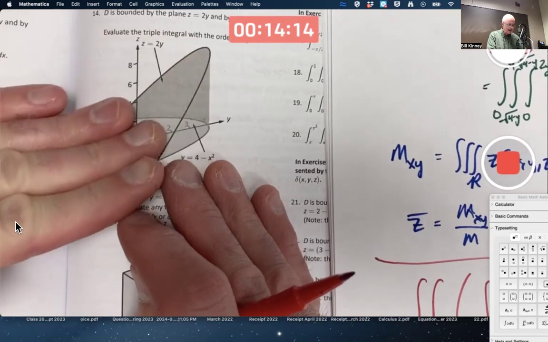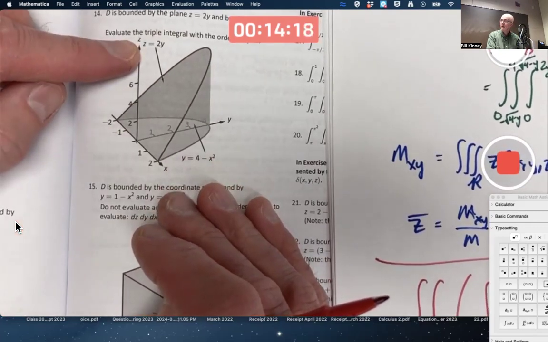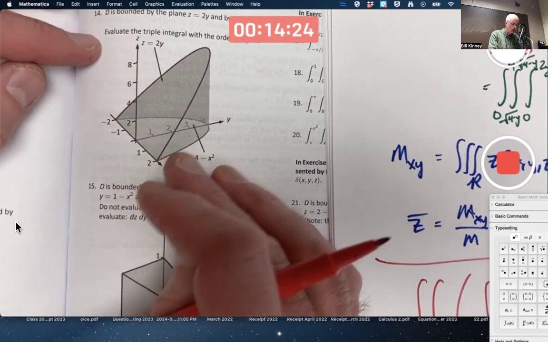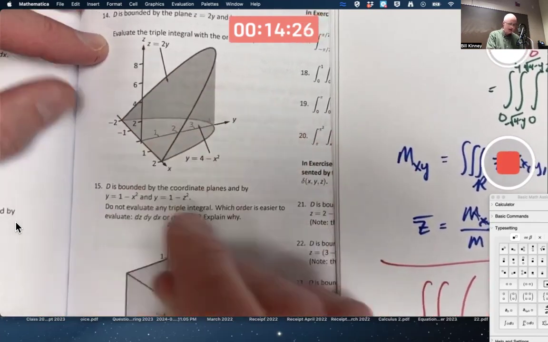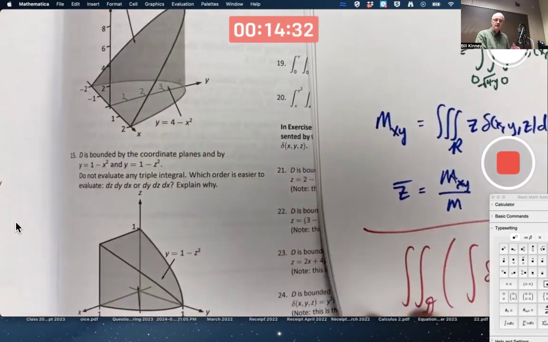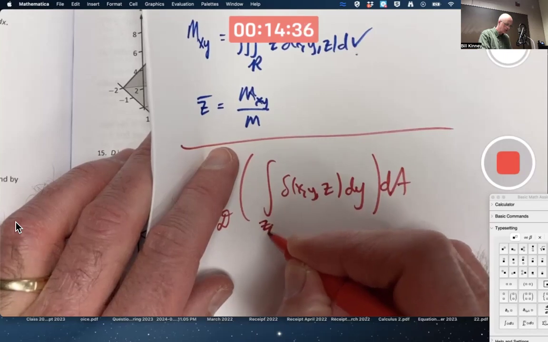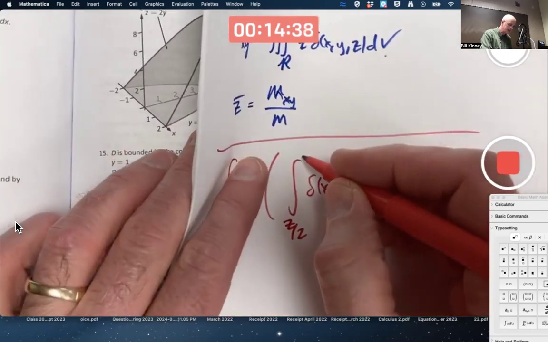The slanted plane as a function of x and z: solve that for y equals z over 2. It doesn't really depend on x. This curved thing depends on x, but not z. It's y equals 4 minus x squared. So this is going to be z over 2 to 4 minus x squared.